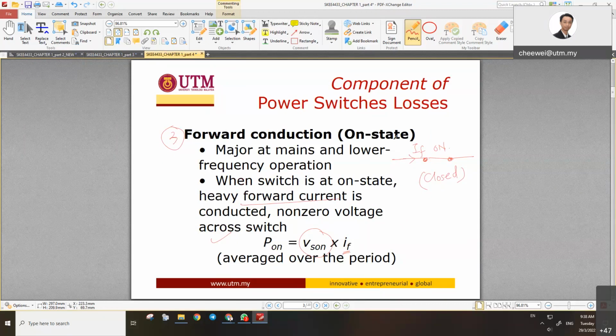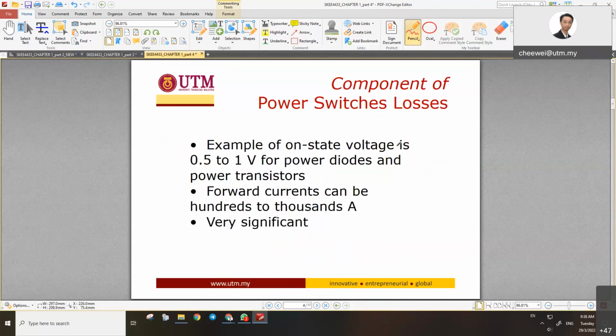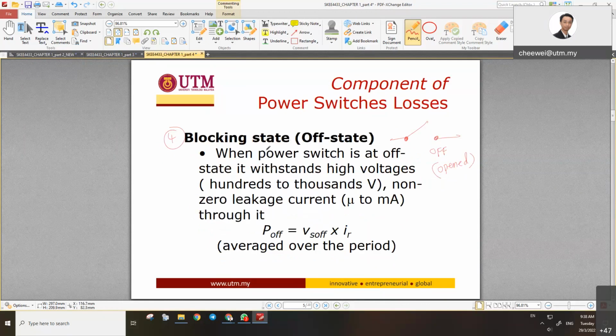What happens if it is not on? It also has power loss. Just now I turned it on and you said there is a loss. Okay, fine. Now I turn it off, there is also loss. And the loss is called the blocking state loss, or off state loss. Remember, when it is open, you have the blocking state loss. What is this blocking state? When the power switch is at off state, it needs to withstand the high voltage, hundreds to 1000 volts.